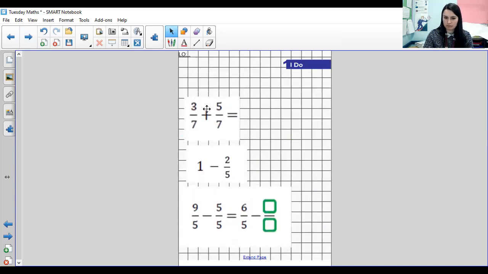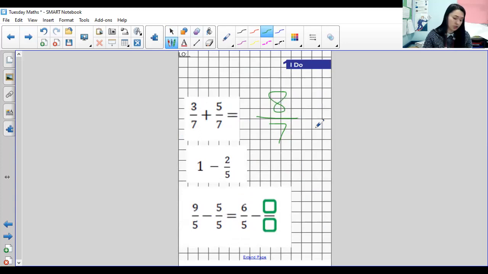So for this one, just as I've done, the denominator does not change, and I just add the numerators. This has ended up top heavy, an improper fraction. That is absolutely fine. You actually don't need to do anything with it. I'm quite happy for you to have that as an answer. This one's slightly harder perhaps. 1 whole, take away 2/5.